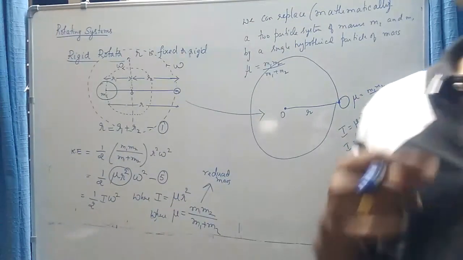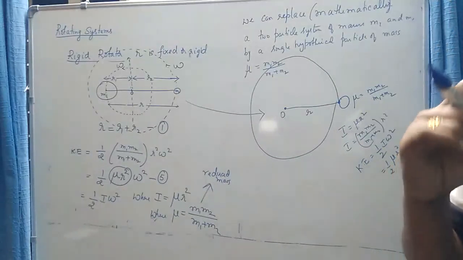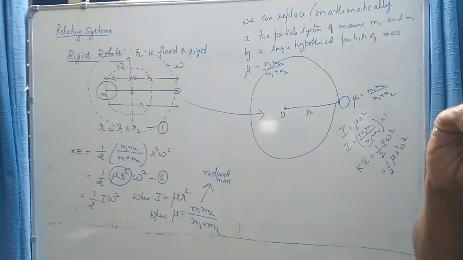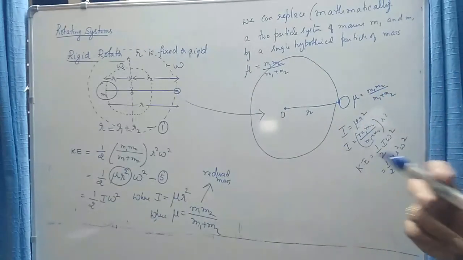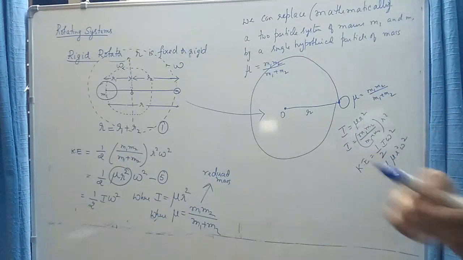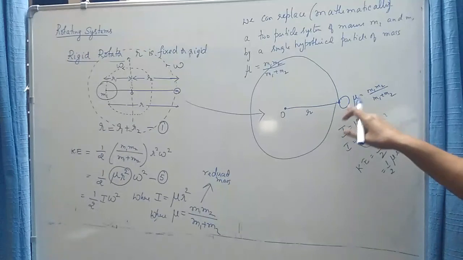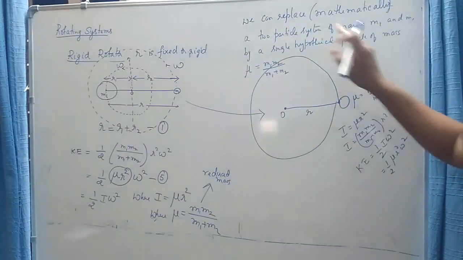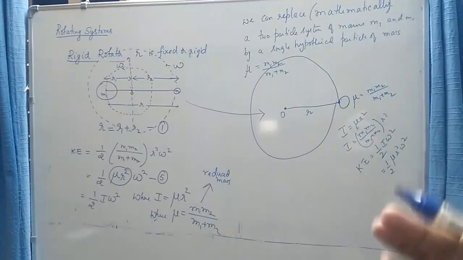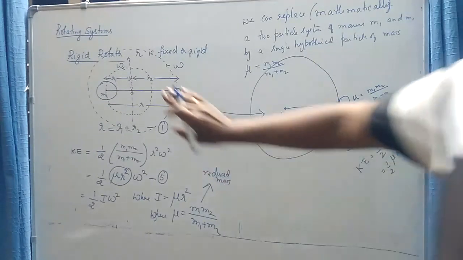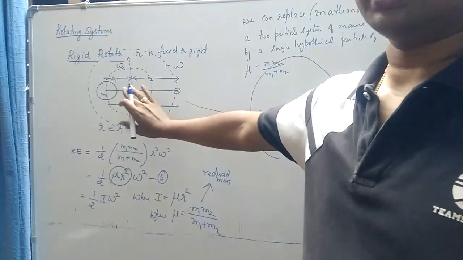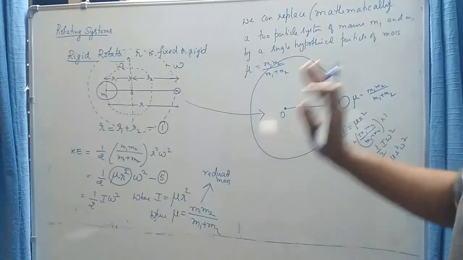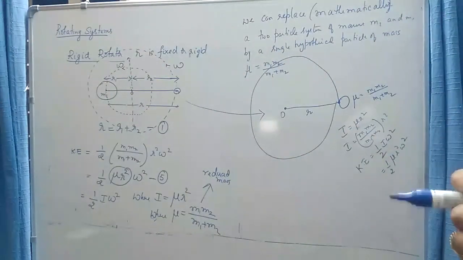So a rigid rotator problem, where you have two atoms or two particles rotating about a center of mass, is replaced by a single hypothetical particle of mass equal to the reduced mass mu, which is rotating. So this is only a mathematical model. In reality, this is what exists. This is only a mathematical model to simplify our mathematics. So this is what we use in the rigid rotator.